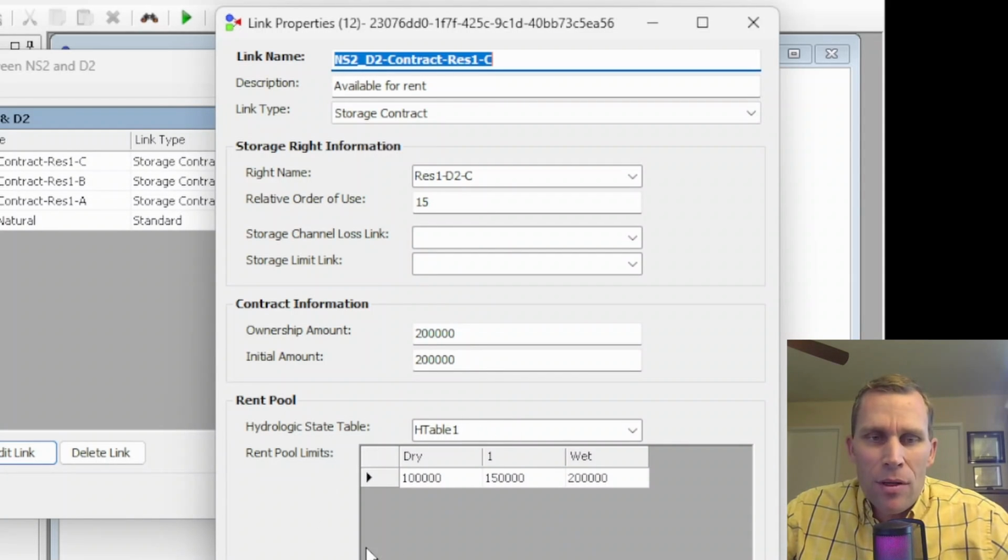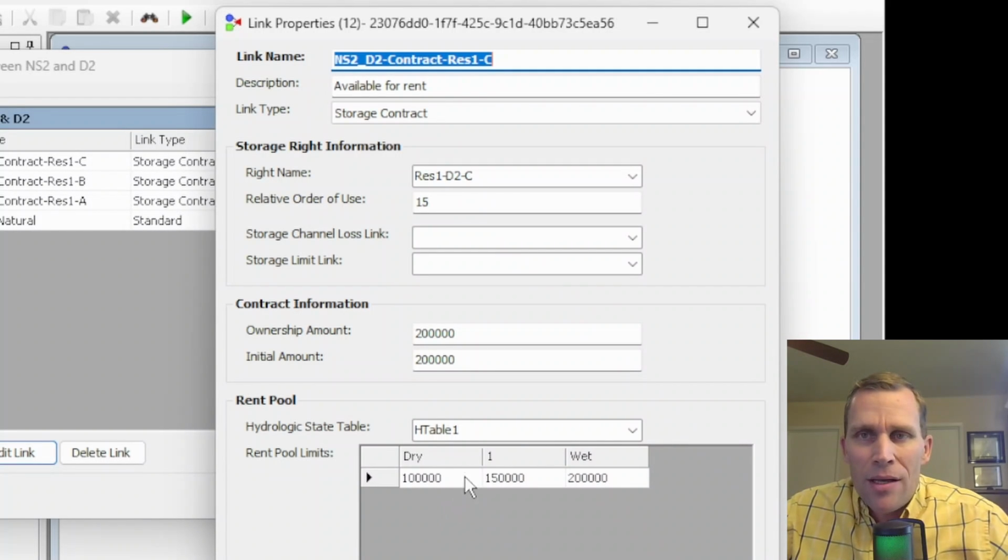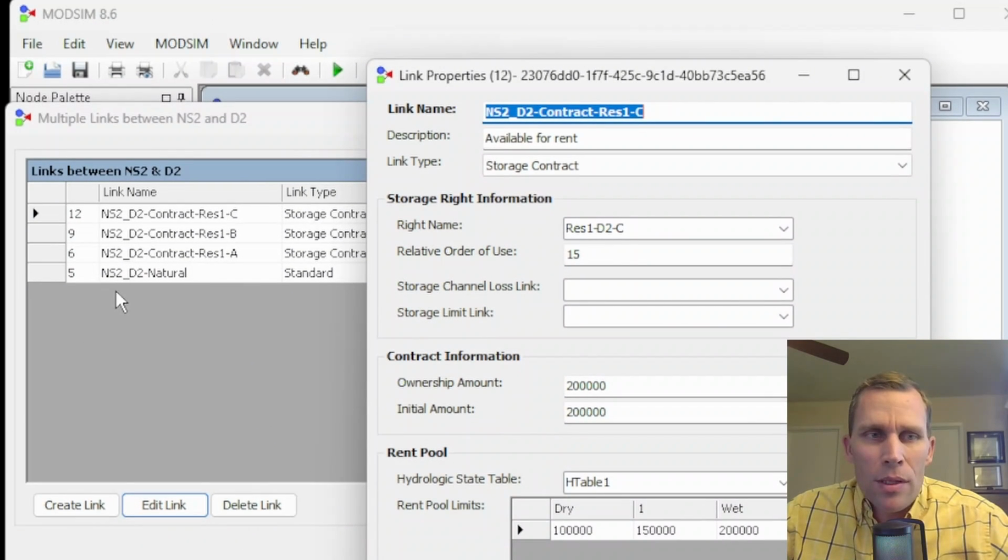You cannot have a hydraulic table or a rent pool table with different hydraulic states, some of which are positive and some of which are negative. They either all need to be positive or they all need to be negative. If a user wants to potentially buy or sell their water based on the hydraulic state, they'd have to set up multiple links.